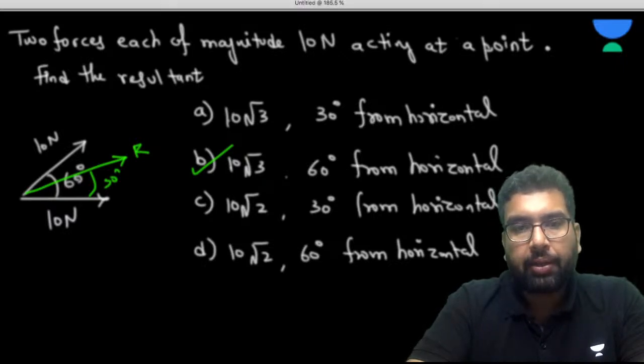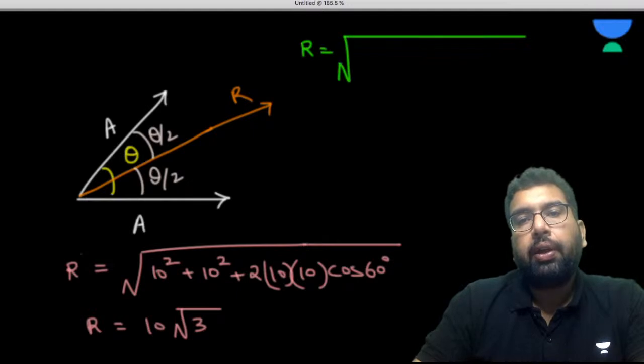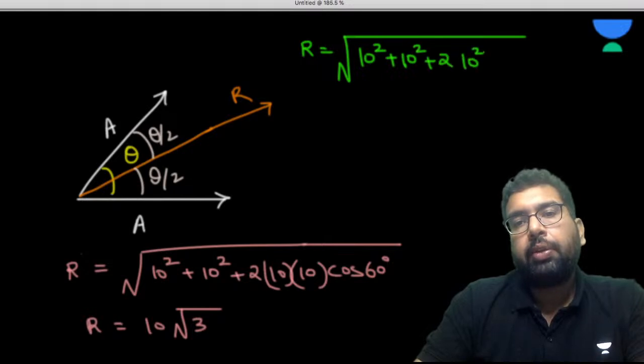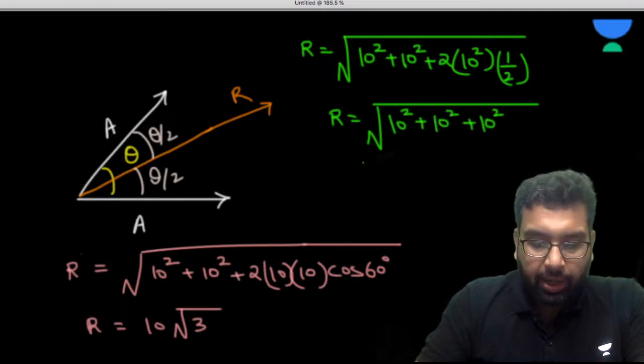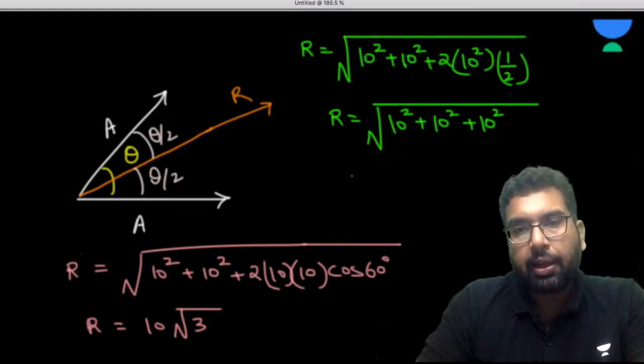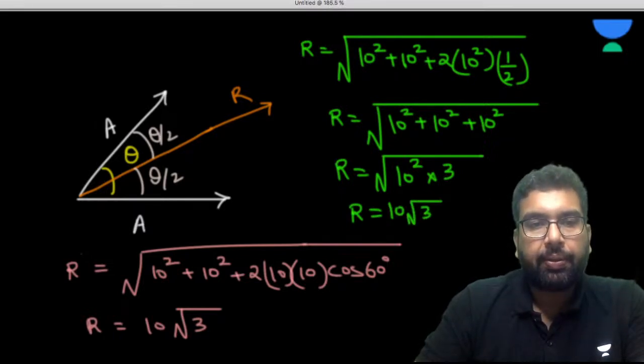How root 3? I'll just tell you. Simply applying the formula, R is equal to root over 10 square plus 10 square plus 2 times 10 square and cos 60 is 1 by 2. So R is equal to root of 10 square plus 10 square plus 10 square. Now, can I also write it as root over 10 square into 3? So it is going to be 10 root 3. Isn't it?